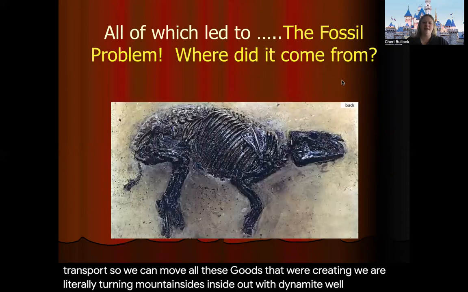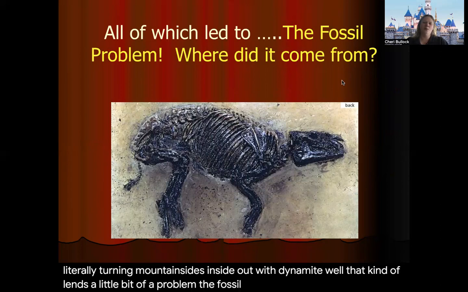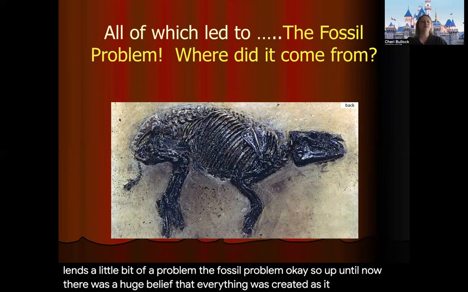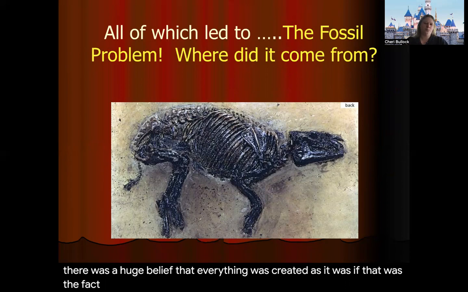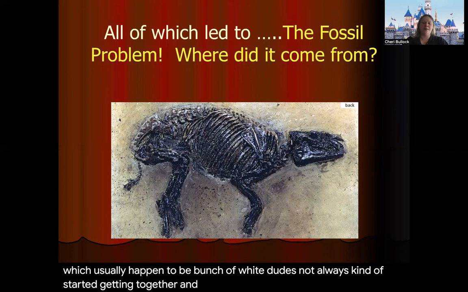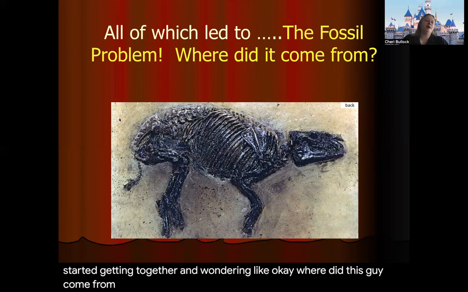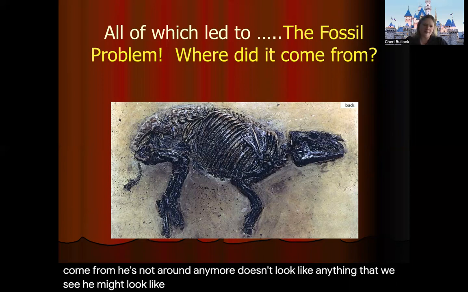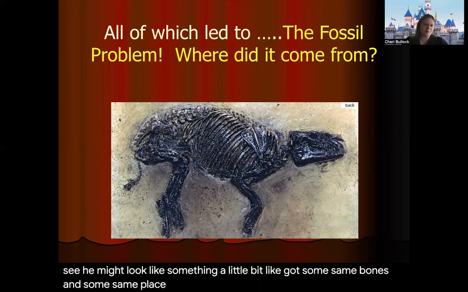Well, that led to a little bit of a problem: the fossil problem. Up until now, there was a huge belief that everything was created as it was. If that was the case, where did this guy come from? Scientists at the time, usually a bunch of white dudes, though not always, started getting together and wondering, where did this guy come from? He's not around anymore. He doesn't look like anything that we see. He might look a little like something, with some of the same bones in some of the same places, but not really. So why is this guy not around anymore?